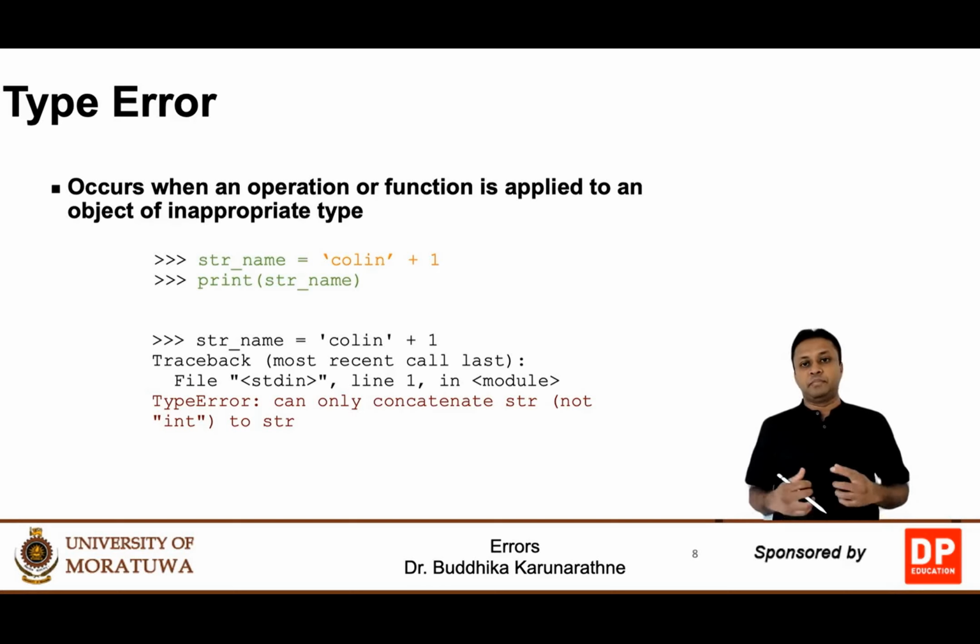Therefore, Python is complaining that it can only concatenate. So what is that? What is concatenate? It means to join a string to string, but not any other data type. In this case, we are trying to do that with an integer. This is just one example, but you may encounter many other similar situations when you program with Python.